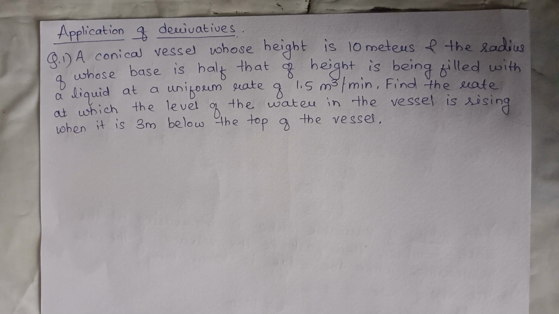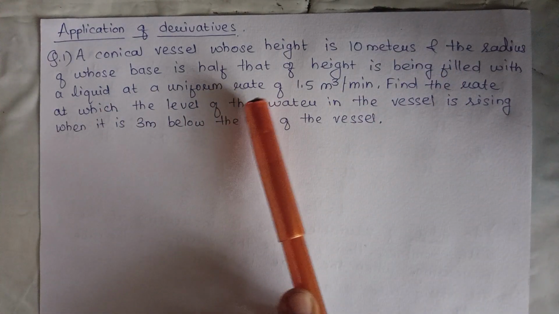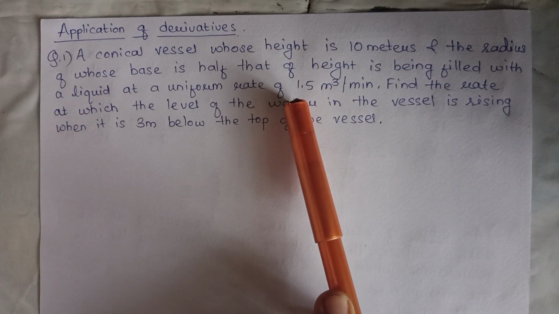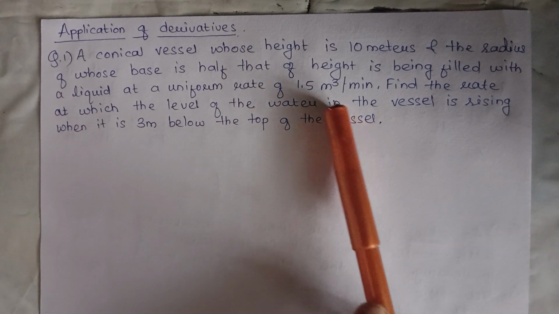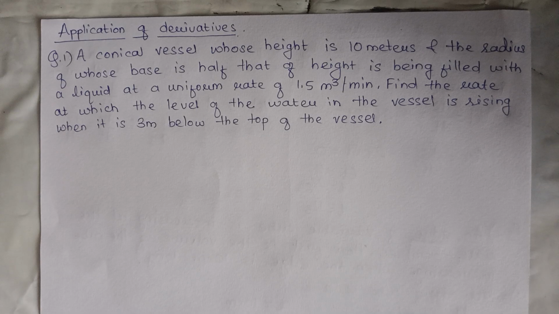Next question. A conical vessel whose height is 10 meters and the radius of whose base is half that of the height is being filled with a liquid at a uniform rate of 1.5 meter cube per minute. Find the rate at which the level of the water in the vessel is rising when it is 3 meter below the top of the vessel.